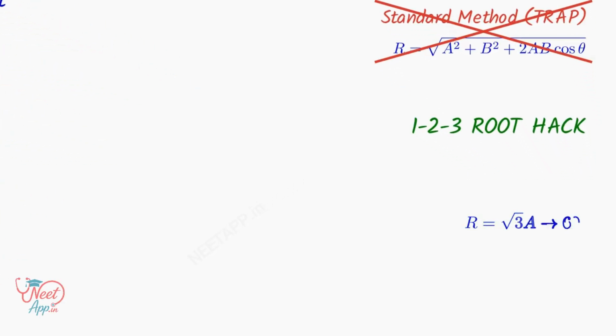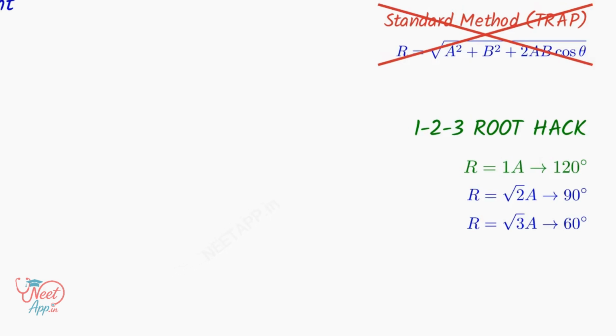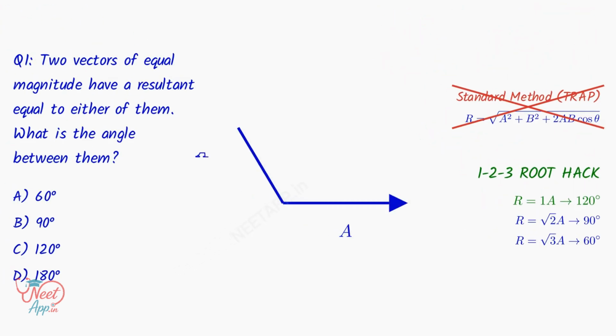Here is the 30-second shortcut, the 1, 2, 3 root hack. Memorize these instant visual triggers for equal vectors. If the resultant is 1a, the angle is 120 degrees. If the resultant is root 2a, the angle is 90 degrees. If it is root 3a, the angle is 60 degrees.